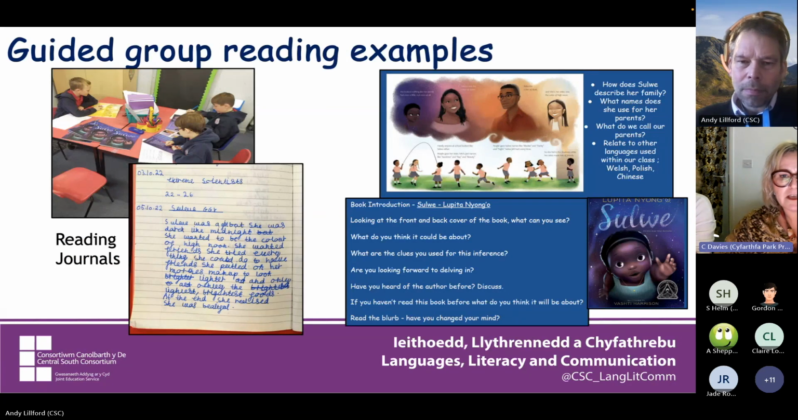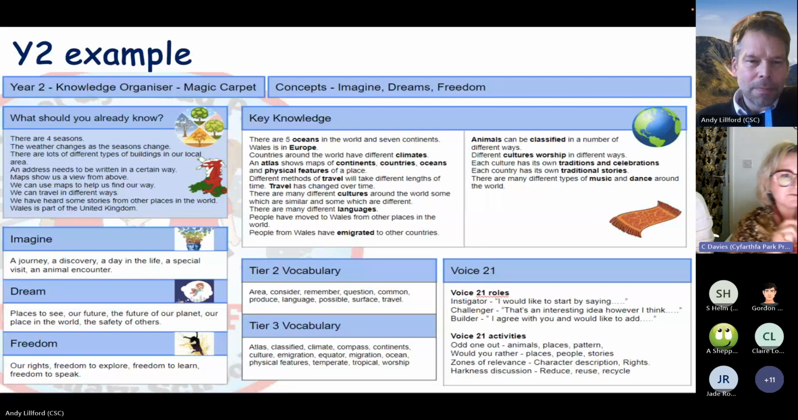The knowledge organiser, further down, I think. Yeah, there is an example of one. There is an example of a knowledge organiser on there. Oh, don't worry, we'll see it when we get to it. Yeah. There it is.